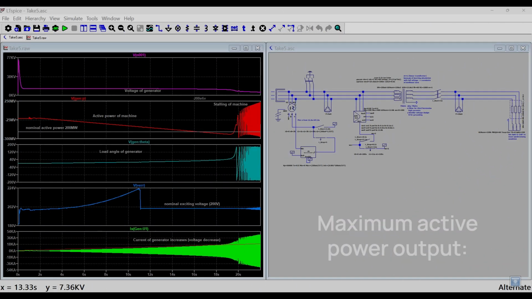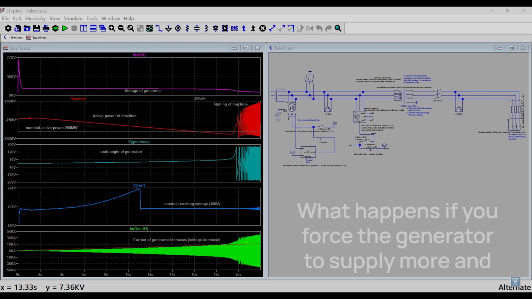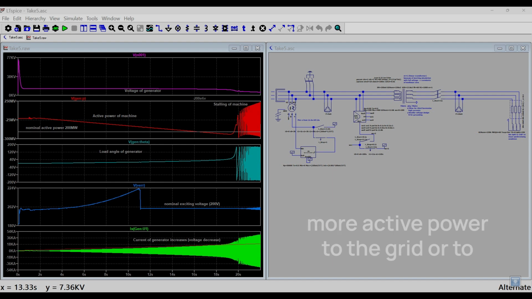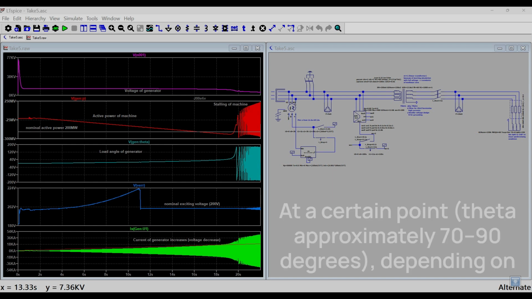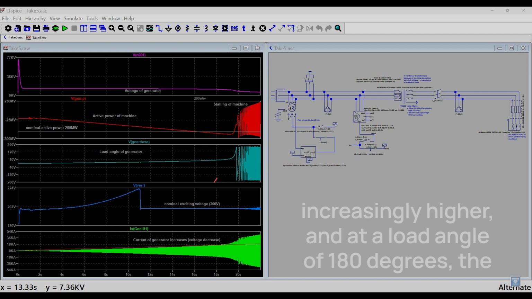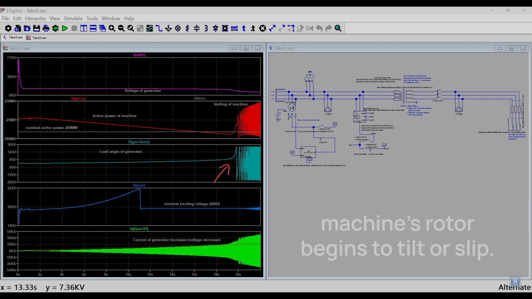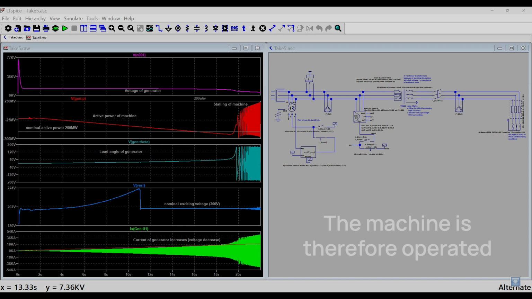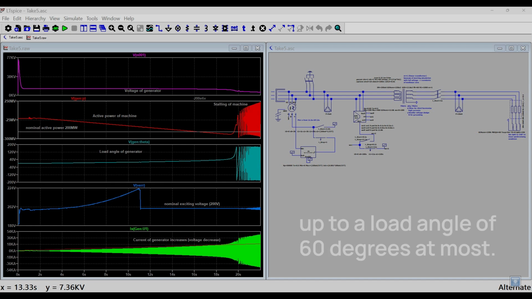Maximum active power output. What happens if you force the generator to supply more and more active power to the grid, or to reduce the excitation further and further? At a certain point, theta approximately 70 to 90 degrees, depending on the machine, earlier for salient pole machines, the load angle becomes increasingly higher, and at a load angle of 180 degrees, the machine's rotor begins to tilt or slip. The machine is therefore operated up to a load angle of 60 degrees at most.